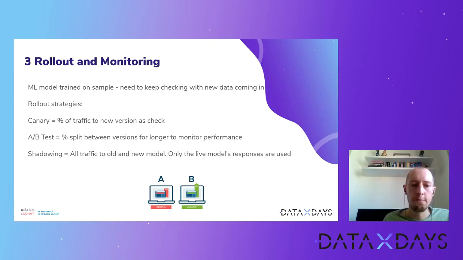The other strategy is shadowing. And with shadowing, all of the traffic goes to both the new and the old model. But it's only the old live model's responses that are used and that go back to the consumer. With the shadow version, its responses are just kept. They don't go back to the consumer. Often the reason for doing this is so that you can monitor the shadow and compare it against the live version. So you might then want to be storing those responses for comparison, or at least doing some aggregation on them.